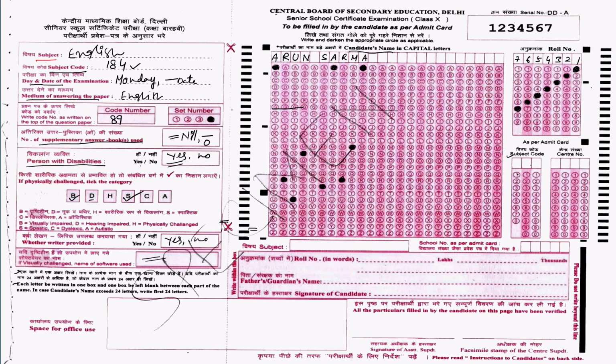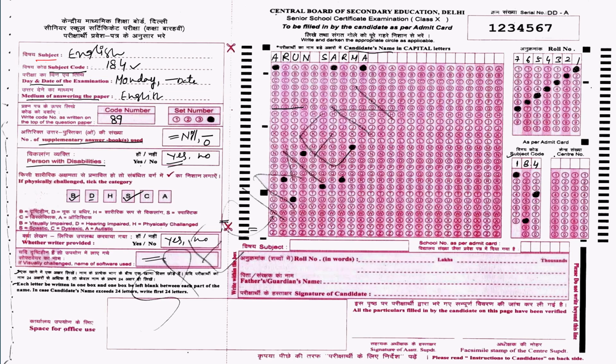So you will write here 1 and 8 and 4 in the given boxes, and again you have to darken the circles. So 1 darken, and 8, and then 4. So your subject code is also given.